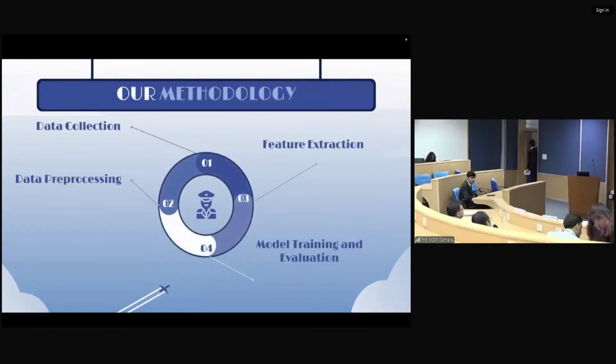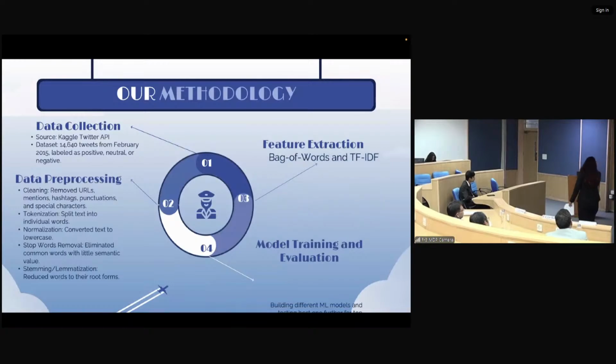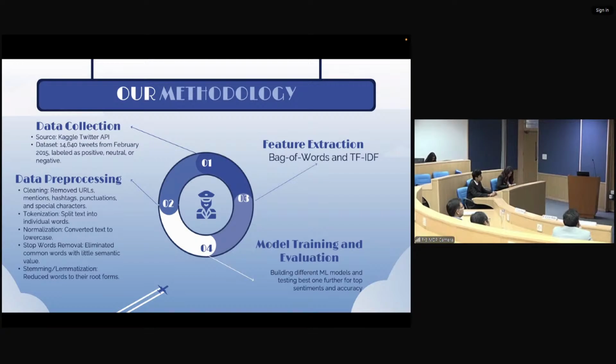Talking about the methodology, we collected our data from the CrowdFlower's Data for Everyone library, which is also on Kaggle now, which consisted of approximately 14,000 tweets from February 2015, about US airlines. Then we did pre-processing: cleaning, removing, tokenizing, and everything. And then we extracted important features using TF and then TF, IDF. So TF, IDF fits the best with our data. Then model training was done.